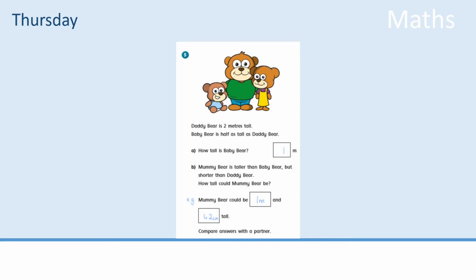So you can see baby bear is a meter because 1 meter is half of daddy bear's 2 meters. Mummy bear could be 1 meter and 42 centimeters tall. But that isn't the only answer. She's in between. So as long as she's bigger than a meter and smaller than 2 meters, as long as you don't have 2 meters in your meter box, as long as you have 1 meter there and all your centimeters, you can have your centimeters from 1 centimeter up to 99 centimeters. So you've got lots and lots of different options of what your mummy bear could measure. Email me your answers and we can check them together.